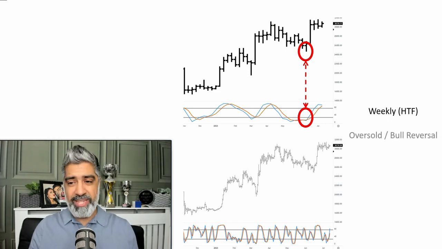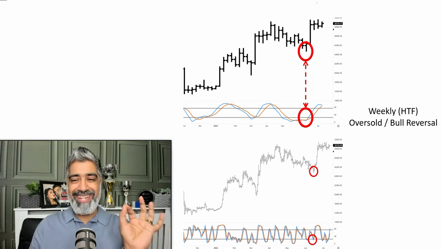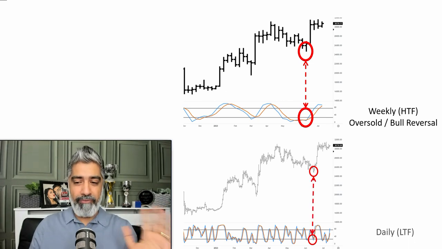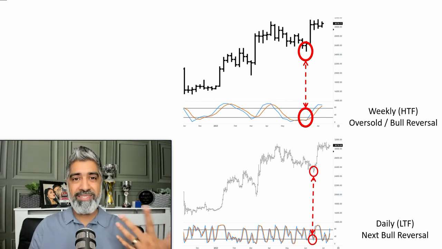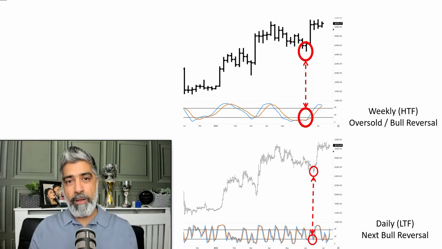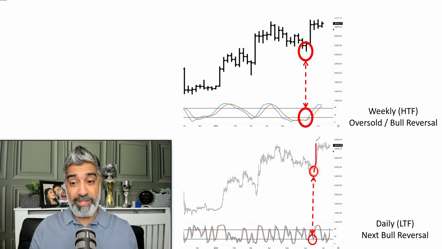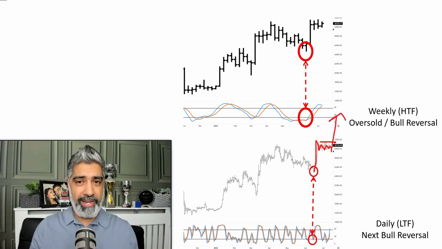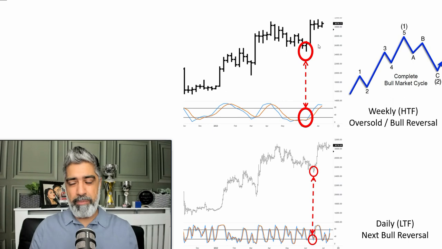So weekly is a higher time frame, and the momentum was oversold and it made a bull reversal. Then I wanted to coincide that with the next daily bull reversal. When I got the next daily bull reversal, it was a great signal to either go long or wait for the market to take off. It was very aggressive to take off, and then wait for the next pullback before going long again. Make sense? Hopefully that makes some sense, but let me break it down in a bit more detail.